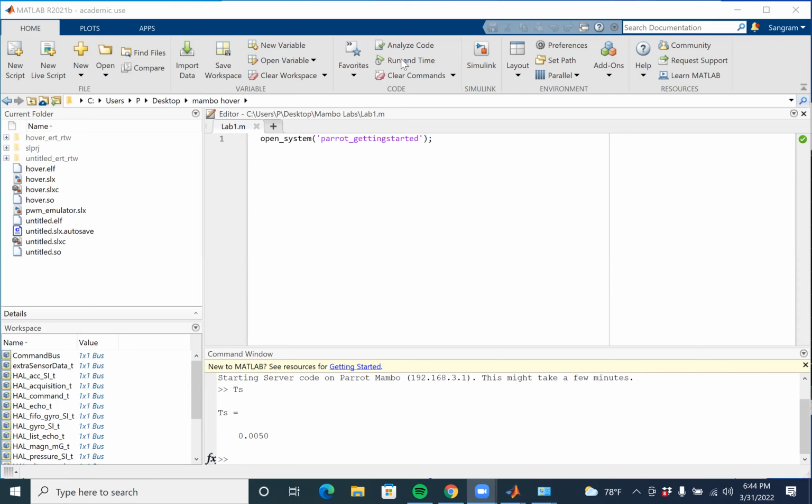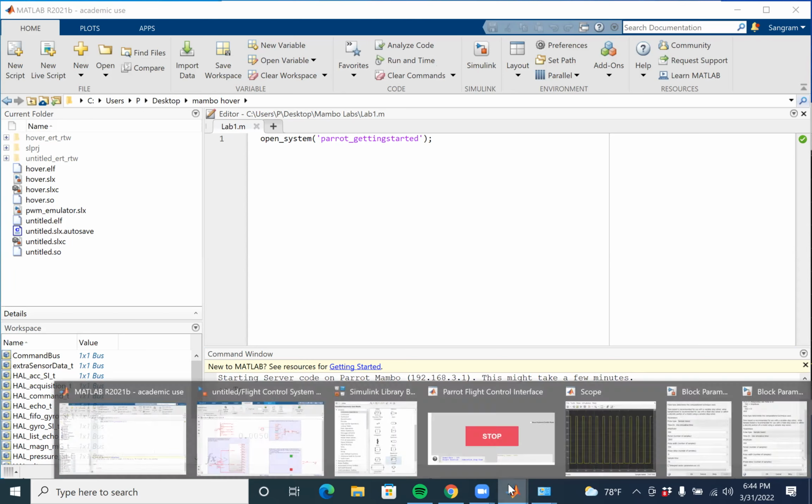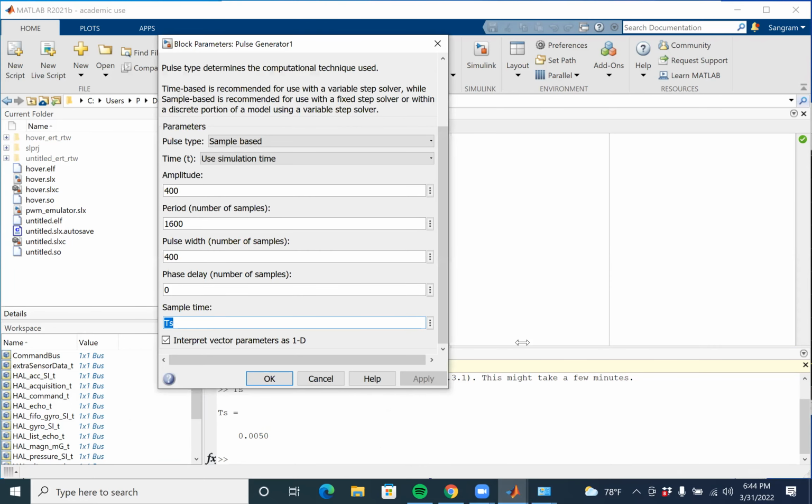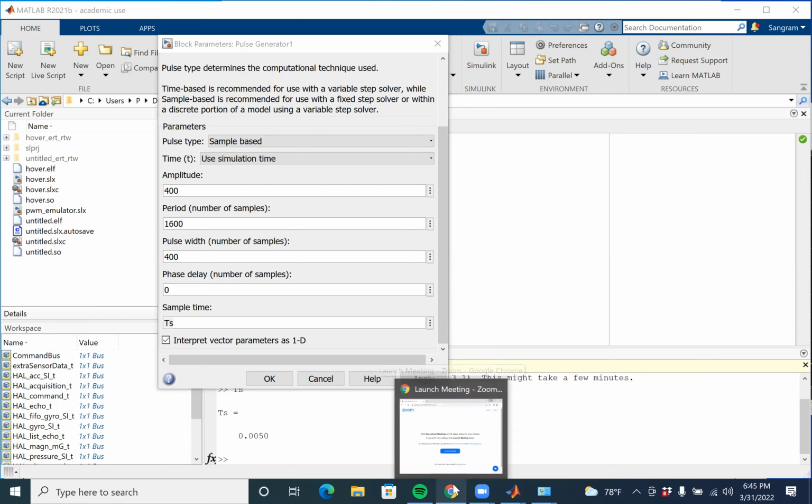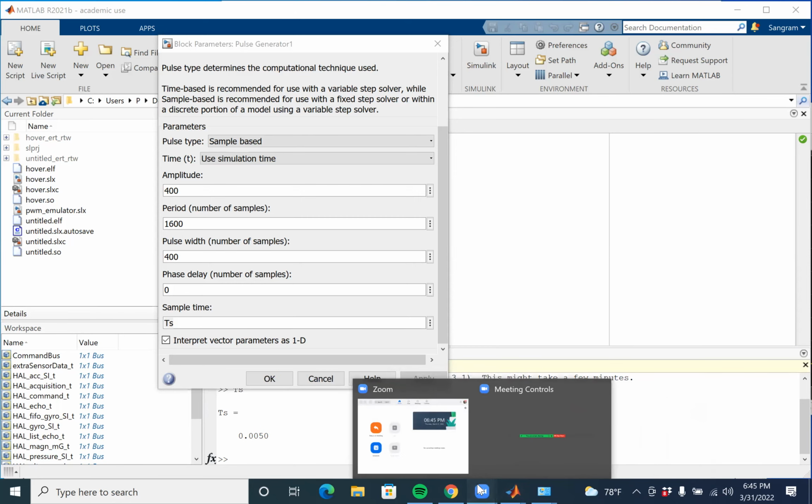Can't see the whiteboard. Zoom is blurring it. Yeah, sorry about that. I don't know how to deblur it. Let me see if there is a way, I don't know how to do it.